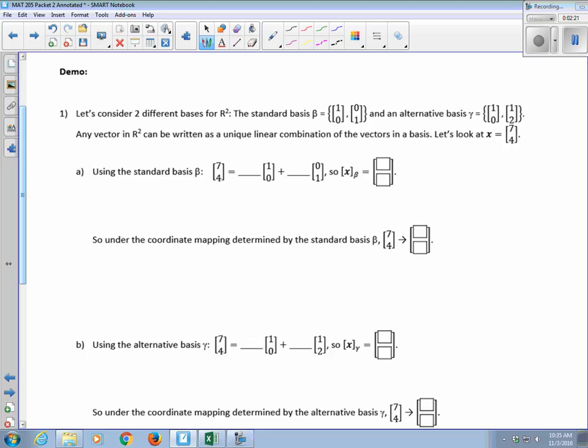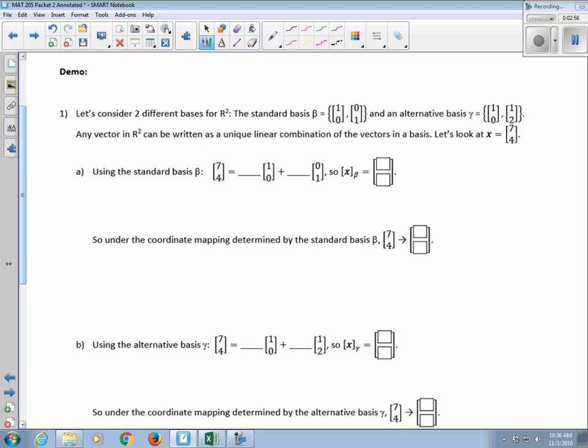The standard basis is (1, 0) and (0, 1). That is a linearly independent set that spans all of R2, meaning any vector you want in R2 can be created as a linear combination of those two vectors. But there's an alternative basis. There are lots of alternative bases, but here's one. We'll call it gamma: (1, 0) and (1, 2). Those are also linearly independent, and you can create any vector in R2 as a linear combination of those two vectors. They span all of R2.